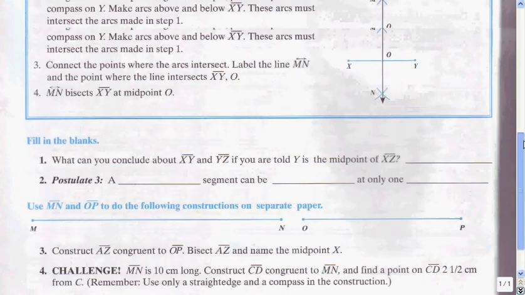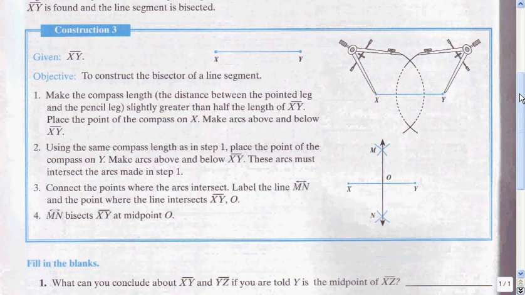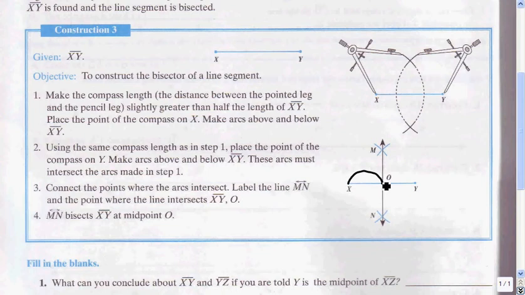Okay, let's see. The midpoint of a line. Let's talk about what a midpoint of the line is. The midpoint of the line is right in the middle of the line. The definition of a midpoint means that that's the point where both sides of the line are congruent. So the midpoint is where XO and YO are the same exact measurement. That's the midpoint of the line.